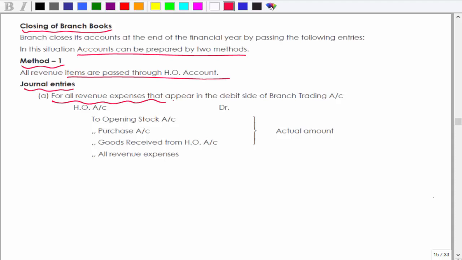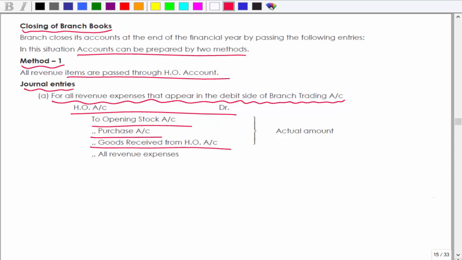For all revenue expenses that appear on the debit side of branch trading account, the closing entry will be HO account debit to whatever the items that are appearing on the debit side of branch trading. It can be opening stock account, purchase account, goods received from HO account, all revenue expenses. Their respective or actual amount should come in. So whatever items are appearing on the debit side of trading account, they are closed by debiting HO account and crediting the respective accounts.